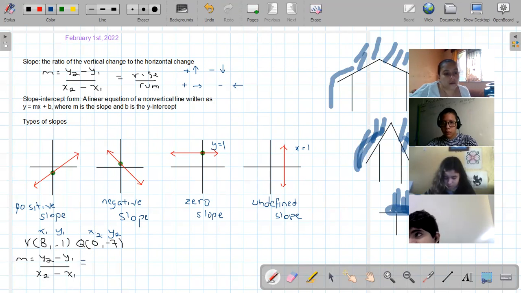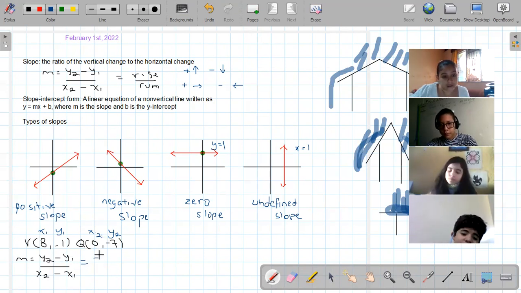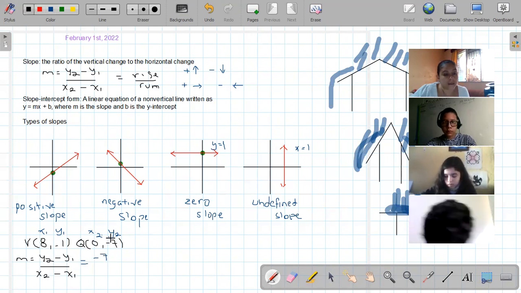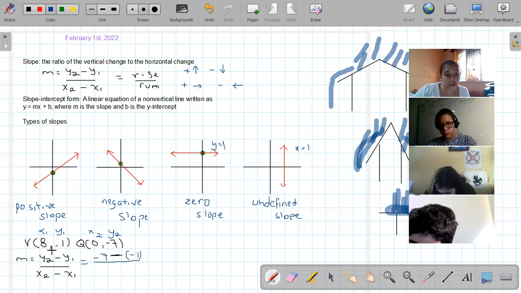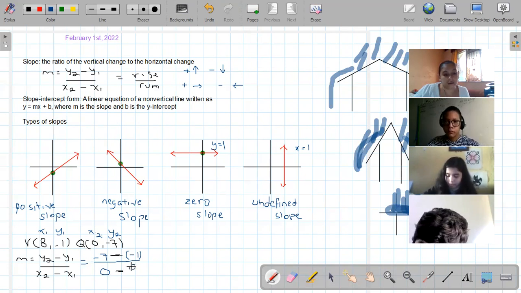I'm going to substitute, okay? So this is equal to y2. Instead of y2, I'm using the one that I defined, in this case, negative 7. It will always be minus, okay, always minus. And now y1, and y1 is negative 1. So I'm placing the negative 1 in parentheses. Negative 1 over x2. x2 is 0, minus, always the minus, and x1 is 8.